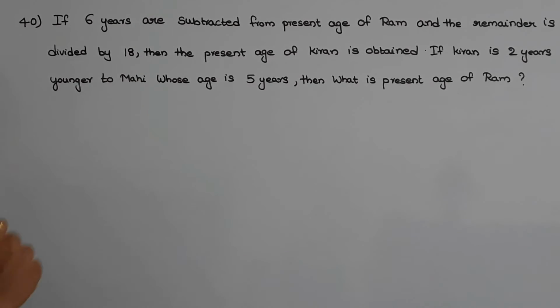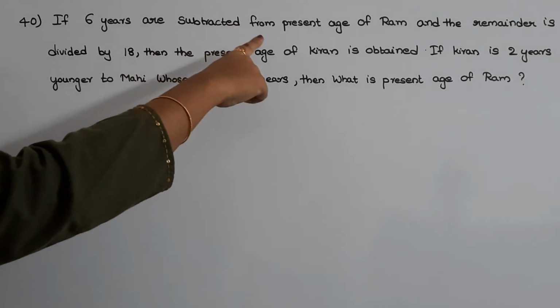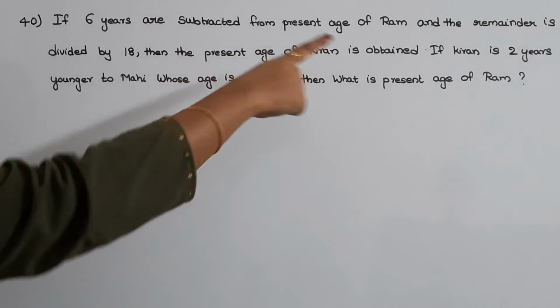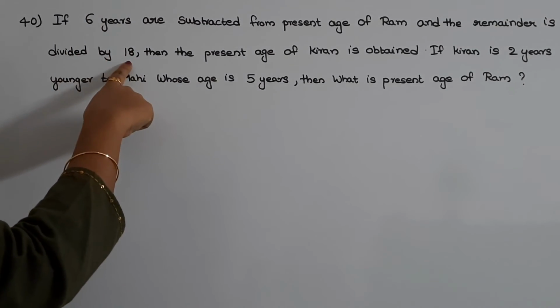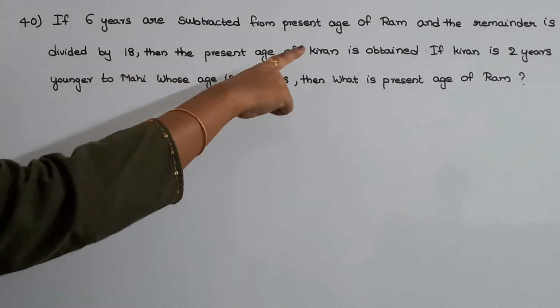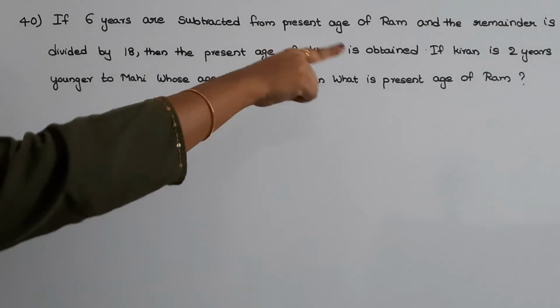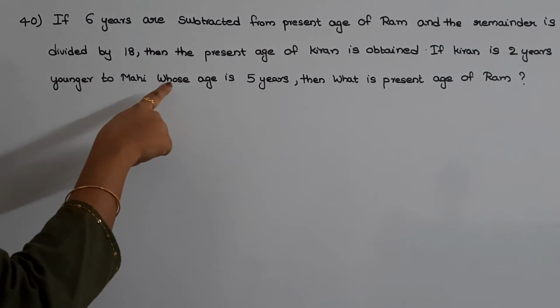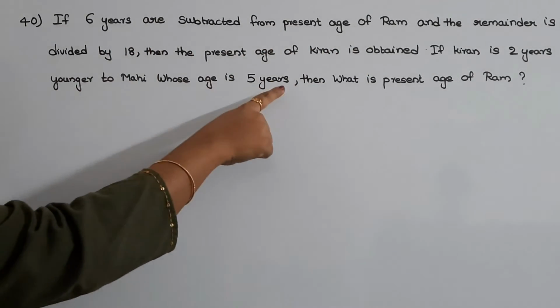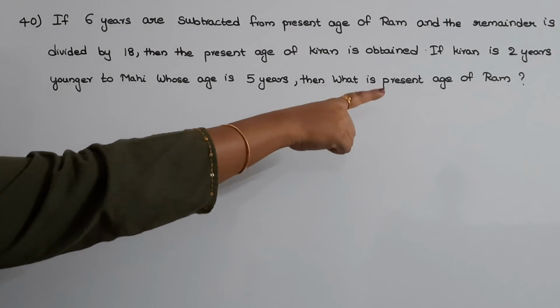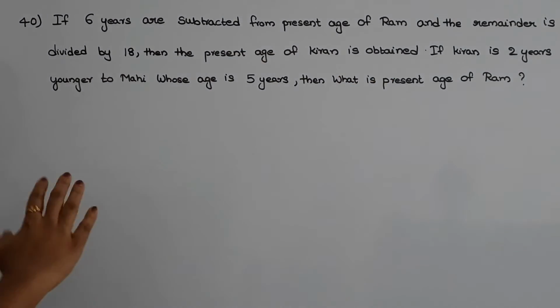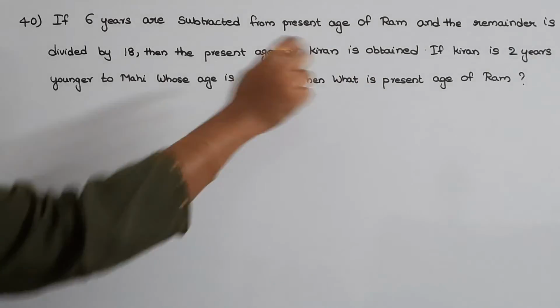The next question is, if 6 years are subtracted from present age of Ram and the remainder is divided by 18, then the present age of Kiran is obtained. If Kiran is 2 years younger to Mahi, whose age is 5 years, then what is the present age of Ram? So in this question we have to find out the present age of Ram.